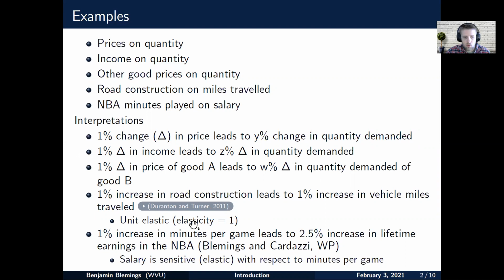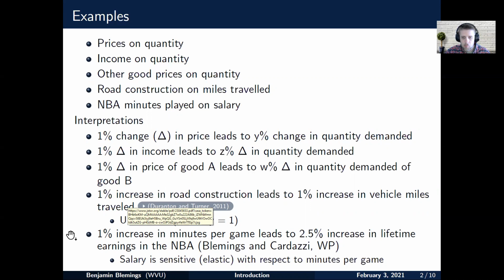But what I want to talk about is the last two. So, you can have a 1% increase in road construction, and this would lead to a 1% increase in vehicle miles traveled. This is termed the fundamental law of road congestion, and it's basically a unit elasticity. And it's in this published paper here that you can read more about if you're interested.